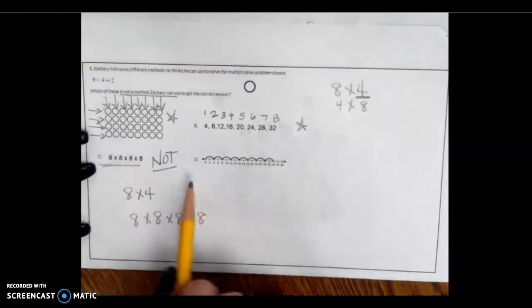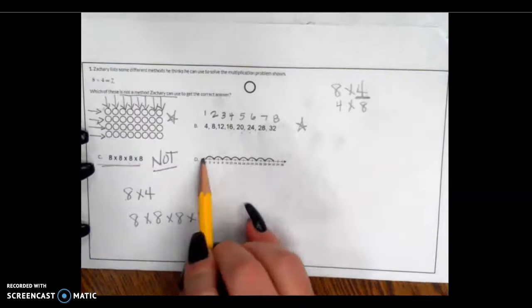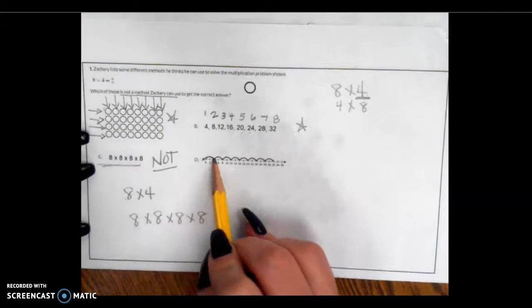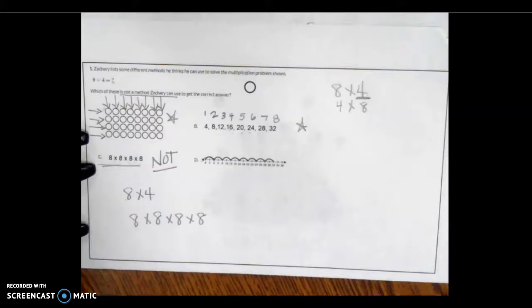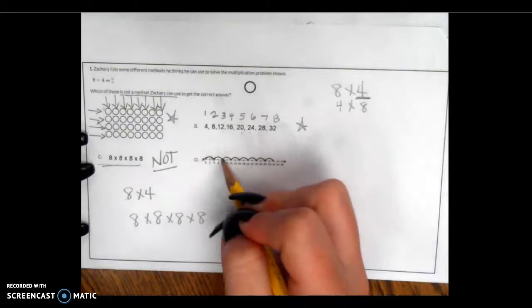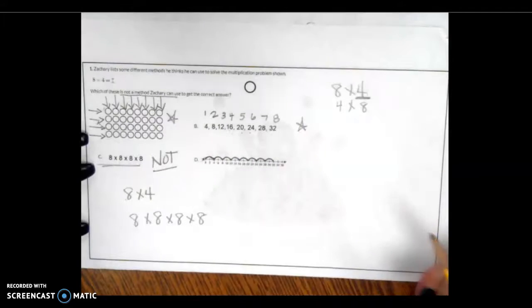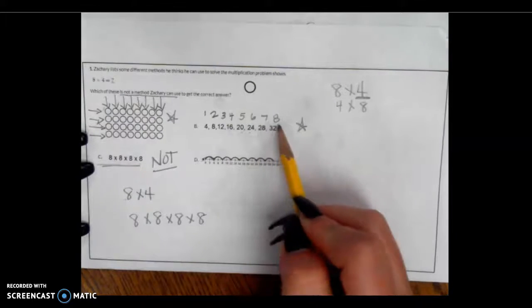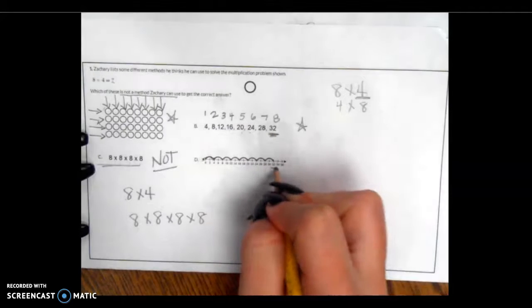So if we look over here at D, we have a number line, boys and girls. So our number line starts at 0, and it ends at 4. Well, if we look up here at 8 times 4, we know that we need 8 equal groups. So if we have 8 equal groups, that means we're going to have 8 equal jumps. Let's see if we have 8 equal jumps. 1, 2, 3, 4, 5, 6, 7, 8. So we do have 8 equal jumps, and we know from skip counting earlier that we will land at 32. And if we look at our number line, we see that it ends at 32.